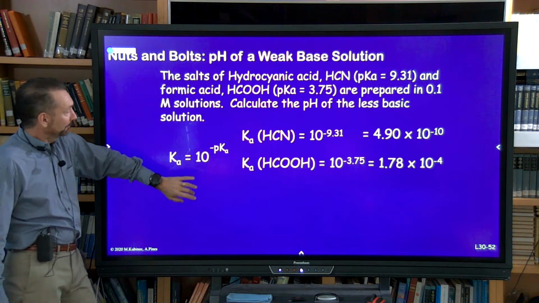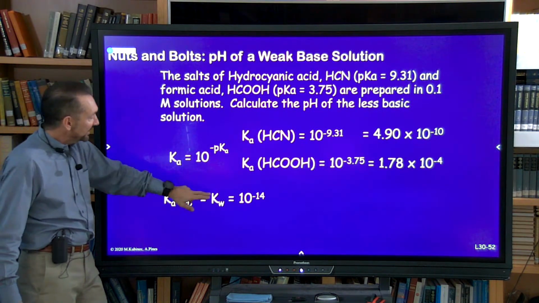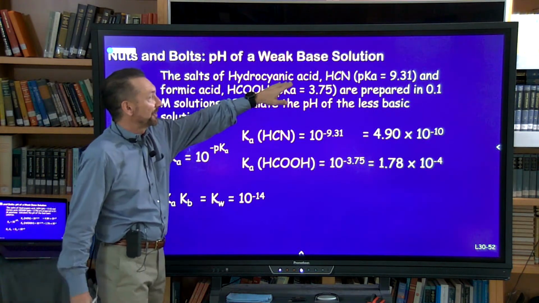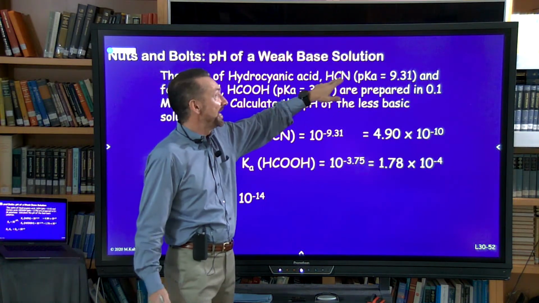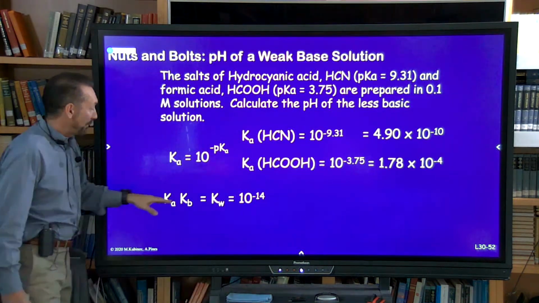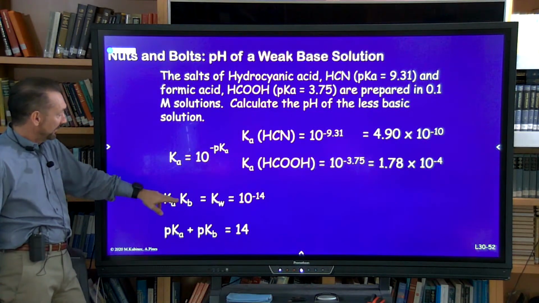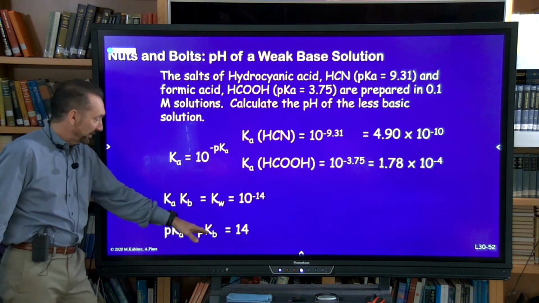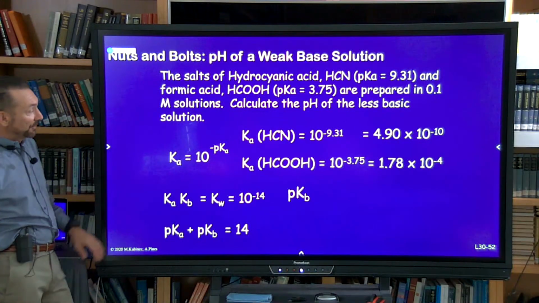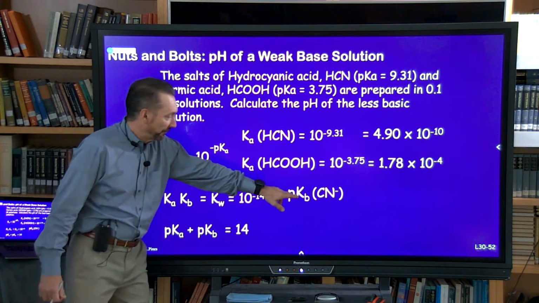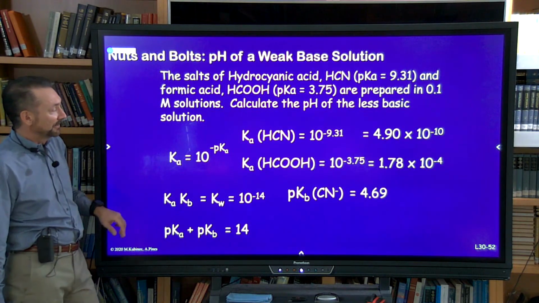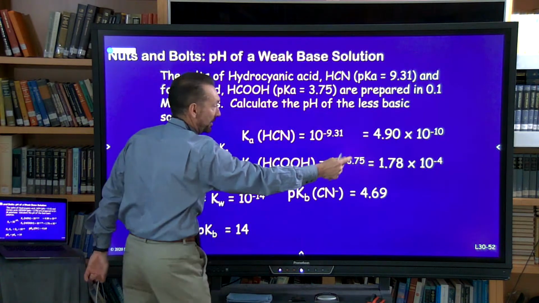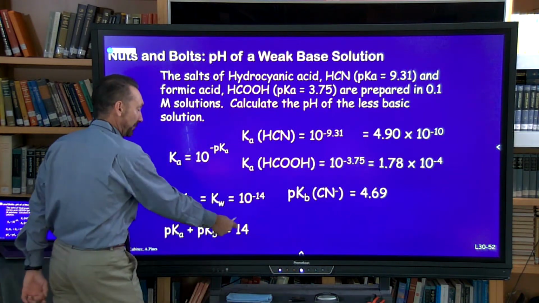So that's common in nature. I can get the Kbs, and I actually want the Kb, because if I take the salt of hydrocyanic acid, that's the conjugate base. That's NaCN. So I want the Kb. The Kbs I can get because Ka times Kb is always Kw, and pKa plus pKb is 14. So I can get the Kb for the conjugate base, CN minus, simply by doing that math. 9.31 plus 4.69 equals 14.